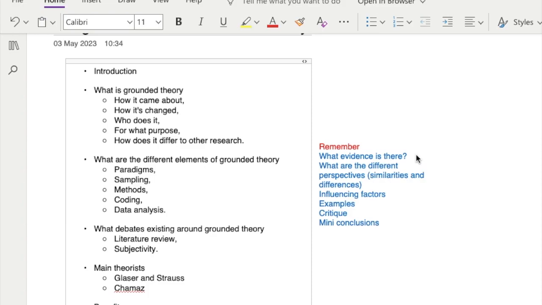So what evidence is there? So if I talk about, well, what is grounded theory? How did it come about? I need to make sure that I've got evidence there. And for those of you that are looking for those higher marks or working at higher levels, then you may be using multiple references, for example.